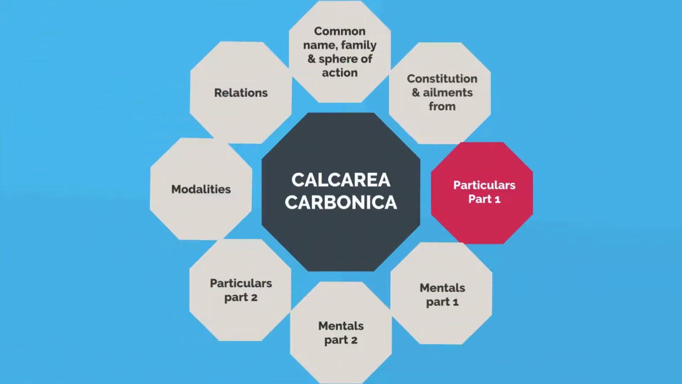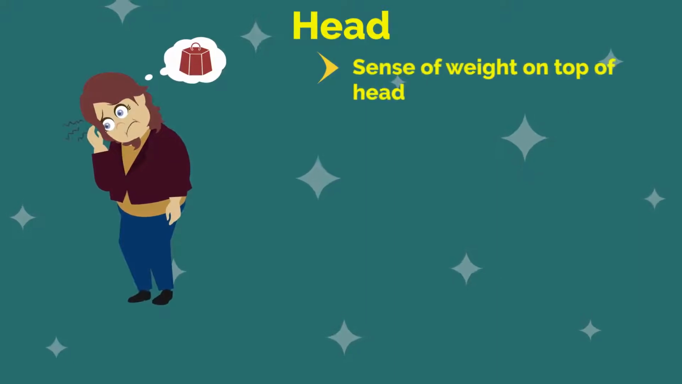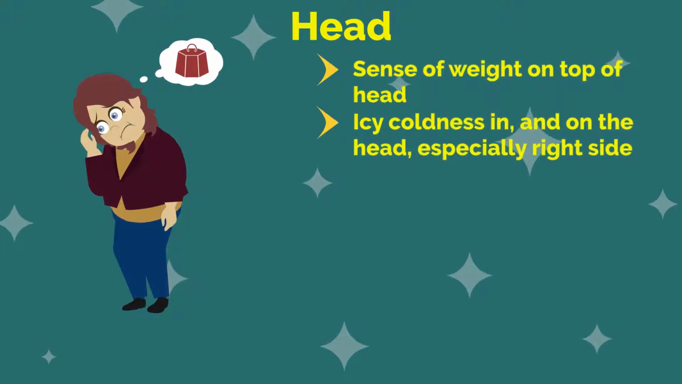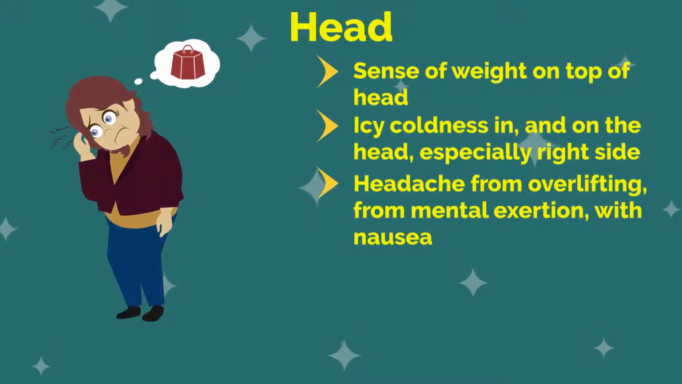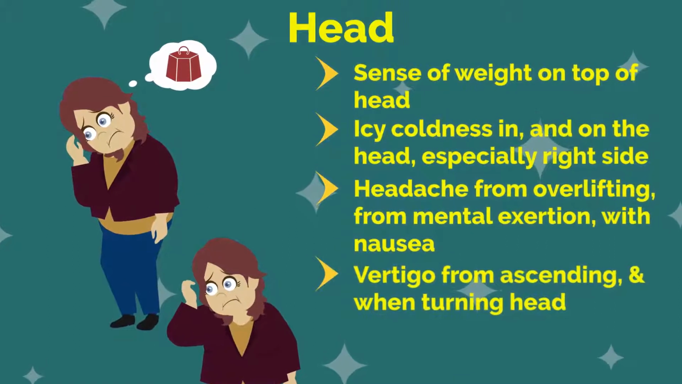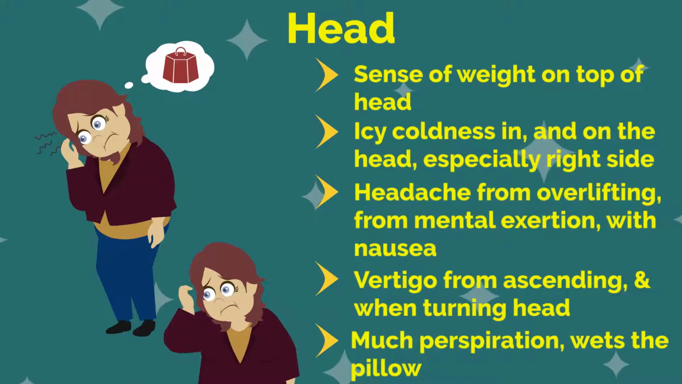We are about to start particulars Part 1, and then we will discuss Calcaria personality. Regarding head, there are following symptoms. There is sense of weight on top of head. Icy coldness in and on the head, especially right side. Headache from overlifting, from mental exertion, with nausea. Vertigo from ascending, and when turning head. Much perspiration, wets the pillow.